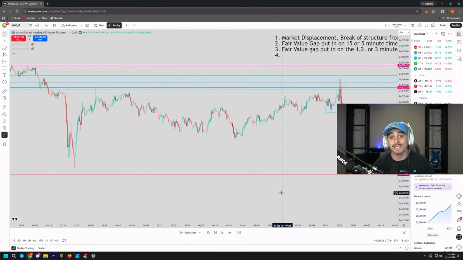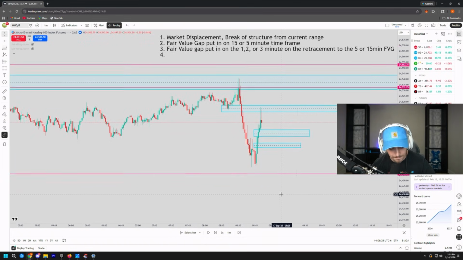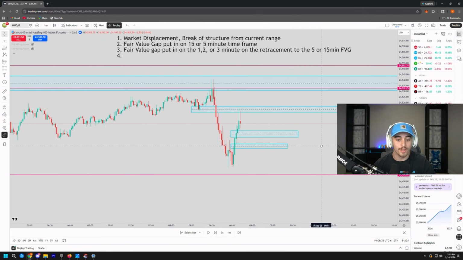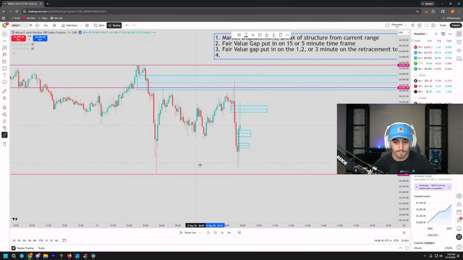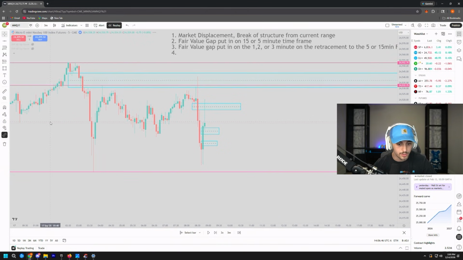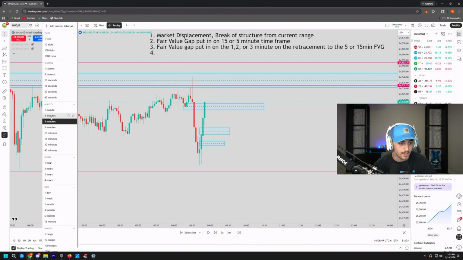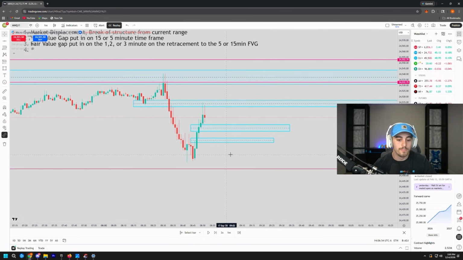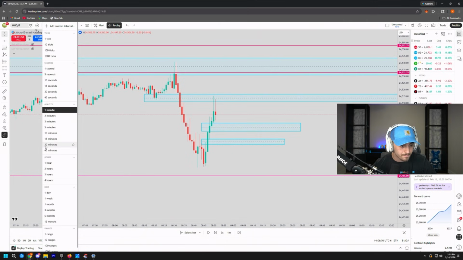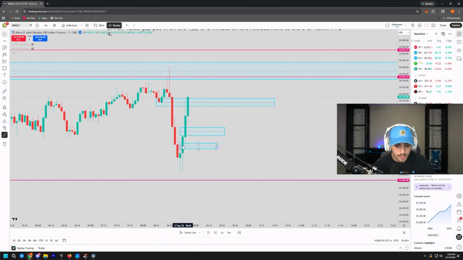Now, what you want to do is optimize your entry. So once the market has retraced here, what we are looking for next is an inverse of the fair value gap that gets put in on the 1, 2, or 3-minute time frame on the retracement into the 5 or 15-minute gap. So let's go down to the 2-minute time frame. Let's go to the 1-minute. I'm flipping through all these time frames because let me show you something. On the 3-minute, there is no gap right here, but there is one right here.